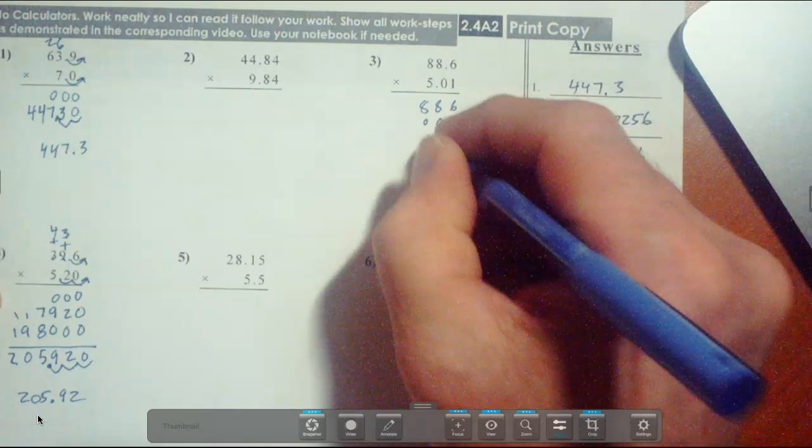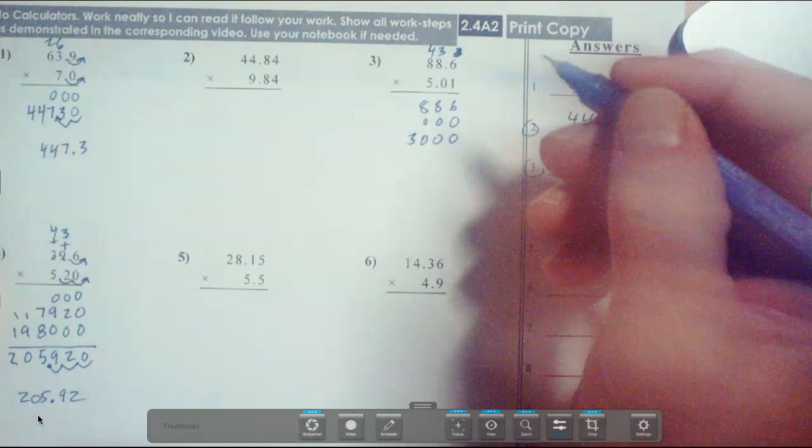So 5 times 6 is 30. Here's the 0, and here's the 3. Sorry. 5 times 8 is 40, plus 3 is 43. Here's the 3, and here's my 40. 5 times 8 is 40, plus the 4 is 44.